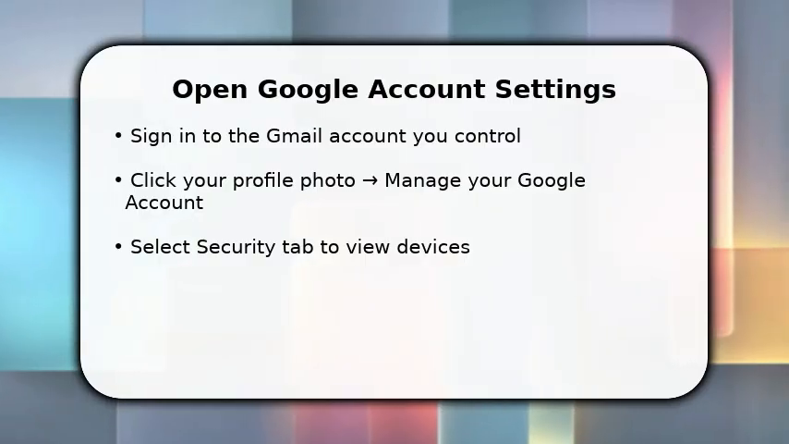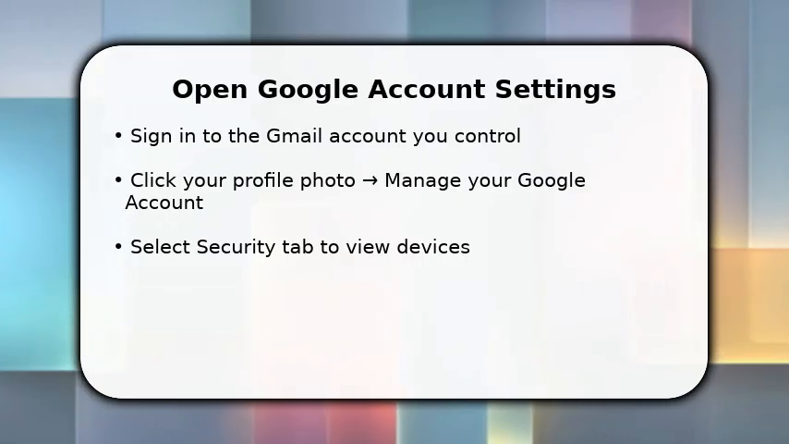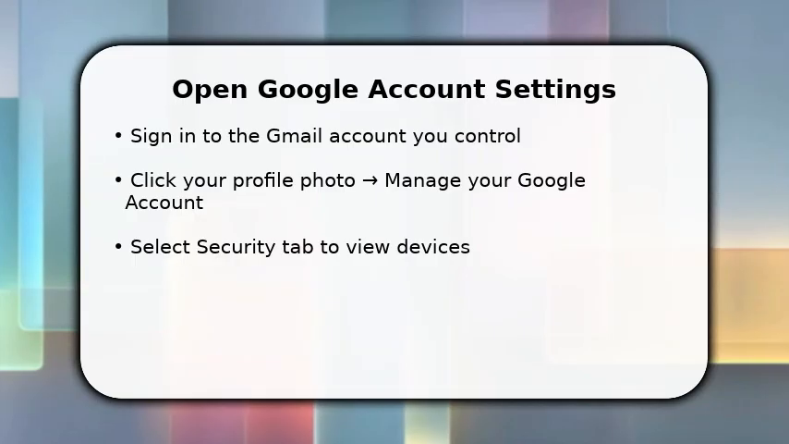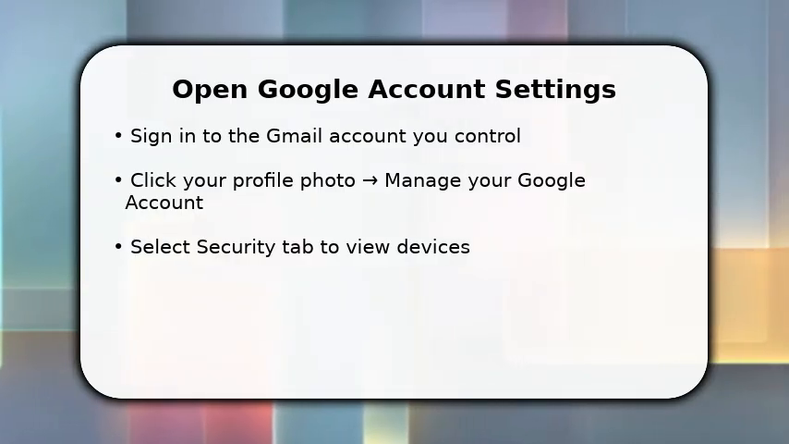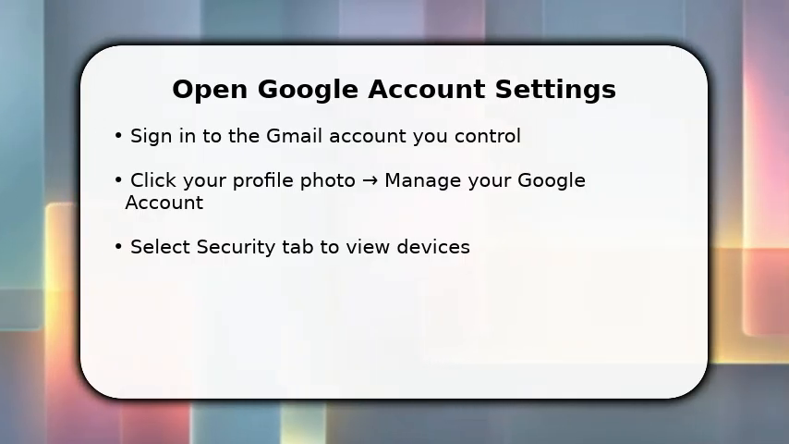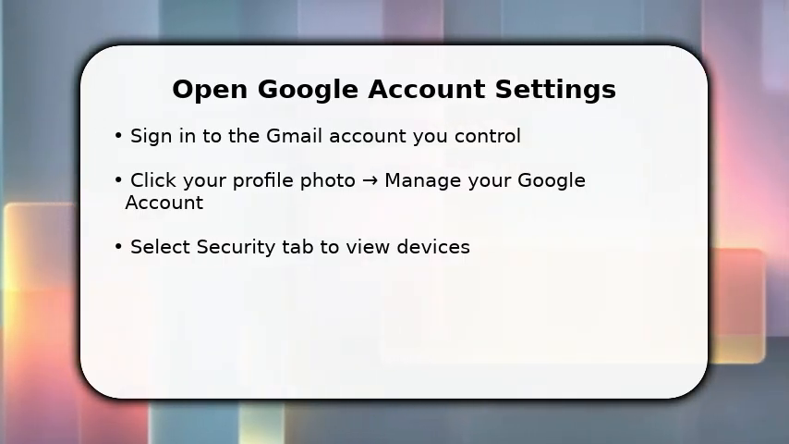You start by opening your Google account settings from Gmail. Click your profile photo in the top right, then choose Manage your Google account. Once done, switch to the Security tab to see devices where your account is active. This list shows location, device type, and last activity.